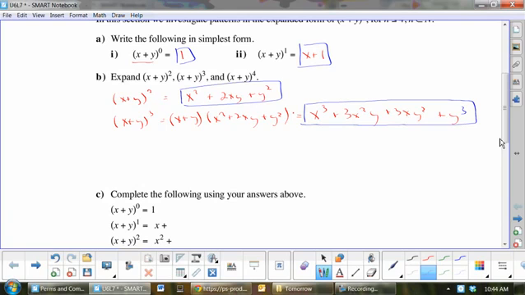Next, (x + y)^4. That would be the same thing as (x + y) times this, right? Since that's (x + y)^3, I'm going to go. So that will equal x^4 + 4x^3y + 6x^2y^2 + 4xy^3 + y^4.